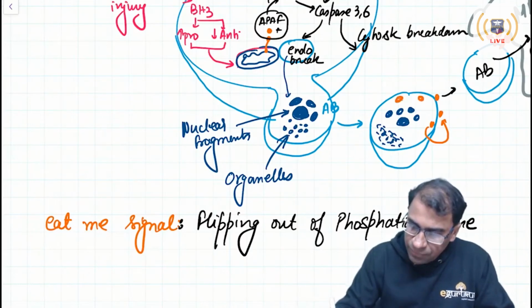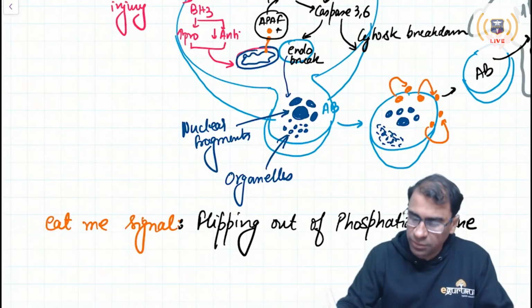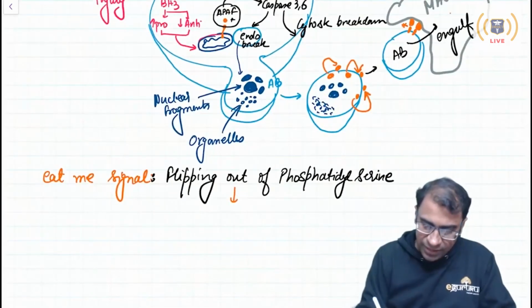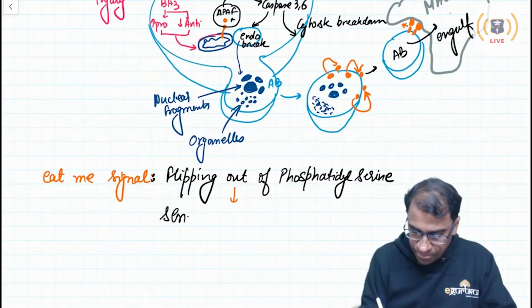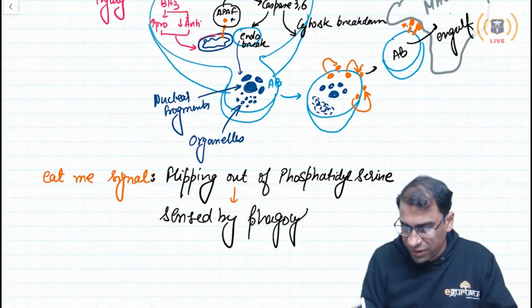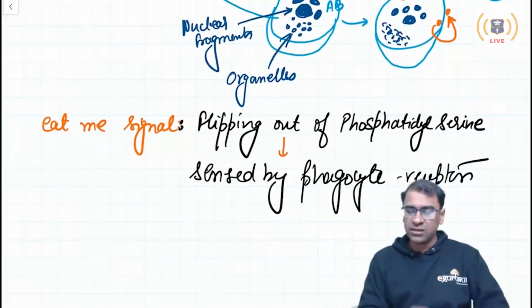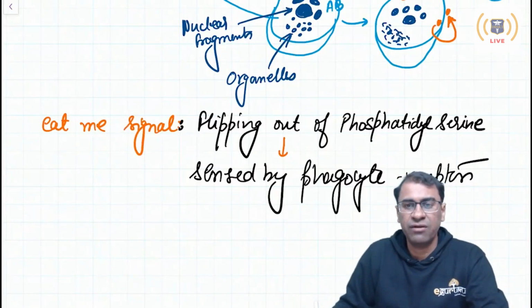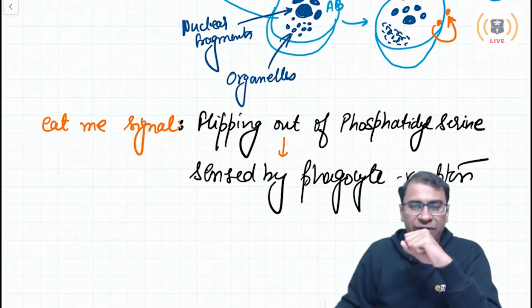Normally it is in the inner membrane. From the inner membrane, it comes out to the outer membrane. So when this comes out, it is sensed by the phagocytic, that is macrophage, receptors, and hence it is called flipping out of phosphatidyl serine.